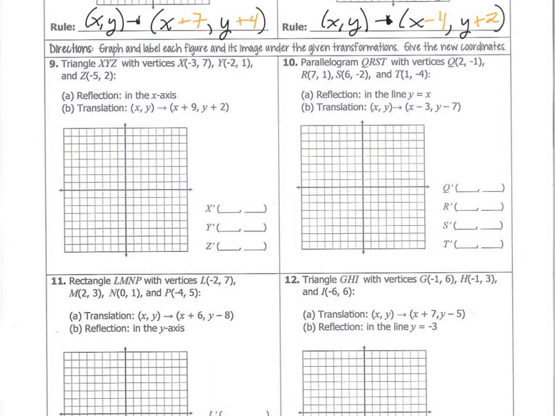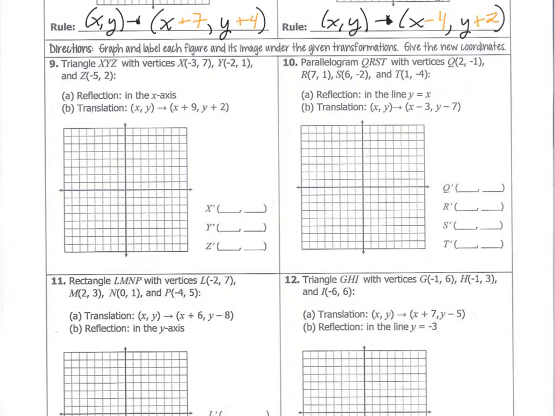So the directions for 9 say graph and label each figure and its image under the given transformations, give the new coordinates. So you're going to have more than one. They're going to combine reflections with translations. So my suggestion would be that you're going to end up plotting more than one figure on here. The one that has solid lines is the one that I'm going to look for your final answer.